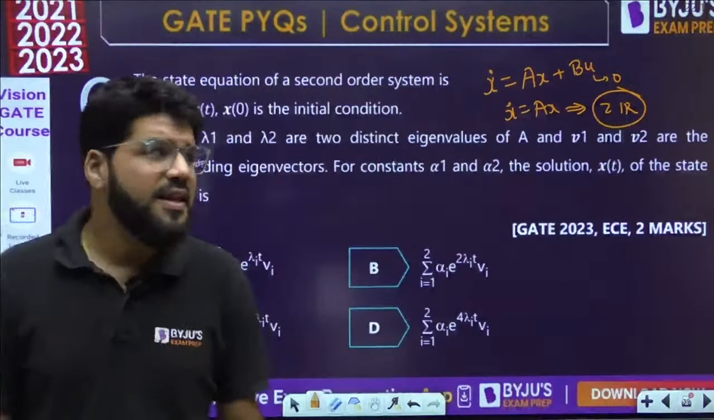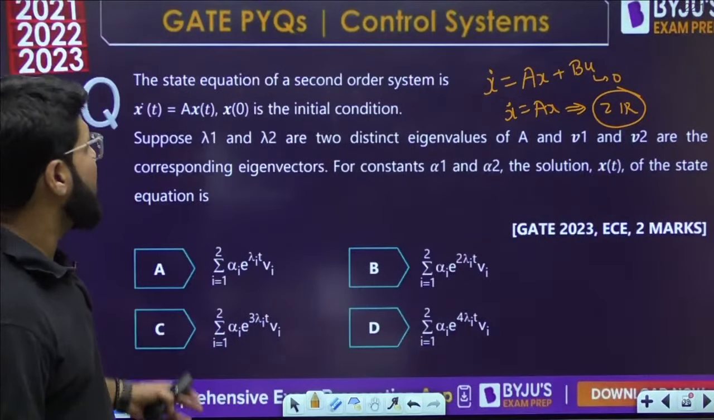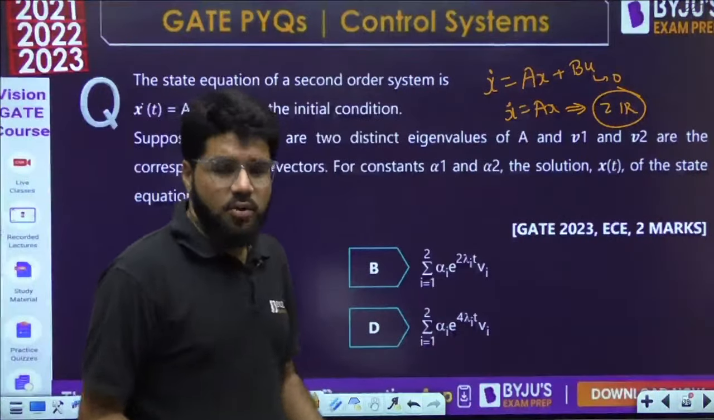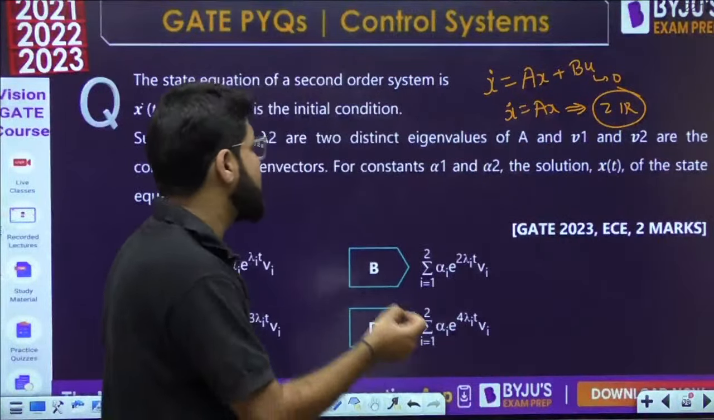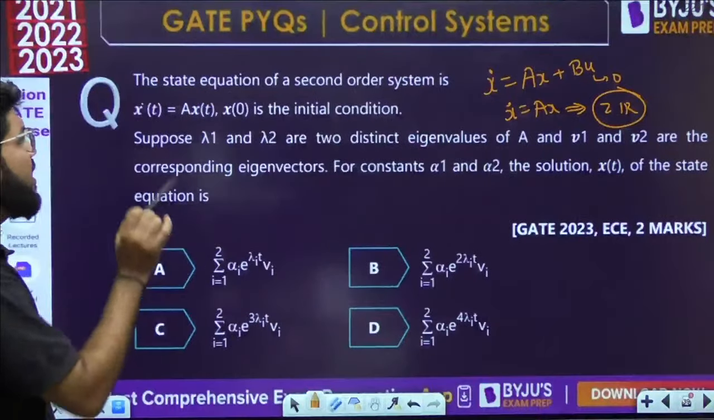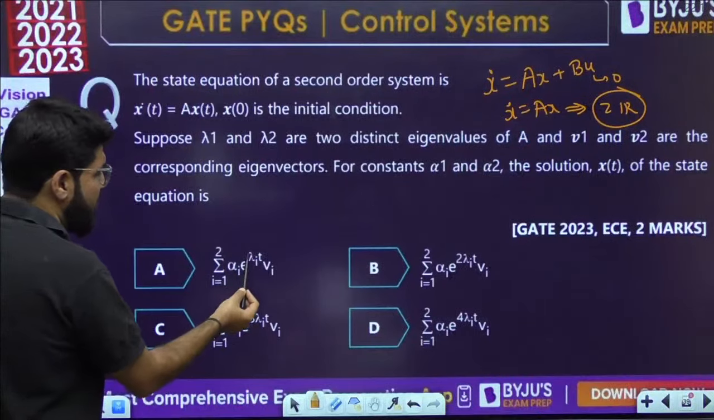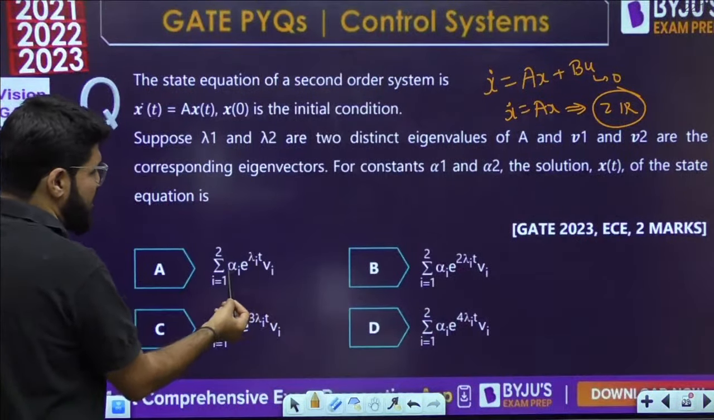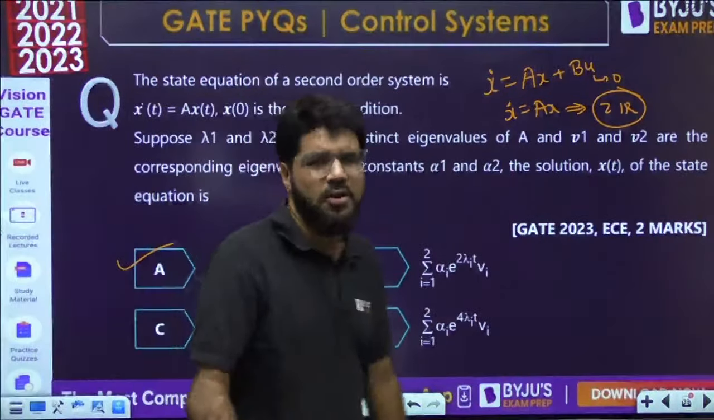Considering lambda 1, lambda 2 are the two distinct eigenvalues, v1, v2 are the corresponding eigenvectors. It's a standard result, guys. Don't think it is 2 marks and you have to derive. These are standard results from state space analysis. The solution of ZIR in terms of distinct eigenvalues and their eigenvectors is given by alpha 1 e power lambda 1 t into v1 plus alpha 2 e power lambda 2 t into v2. We can prove it but not right now.